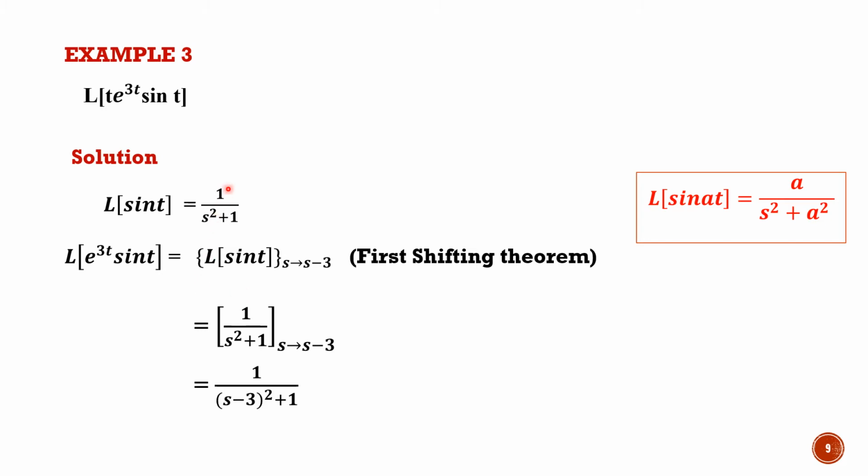So L of sine t we have 1 upon s square plus 1, replace s by s minus 3. So s minus 3 the whole square plus 1. Or if you open the bracket, we can write s square minus 6s plus 9 plus 1, which is 1 upon s square minus 6s plus 10. So we have got L of e raised to 3t sine t is 1 upon s square minus 6s plus 10. Now we are given the function t into.